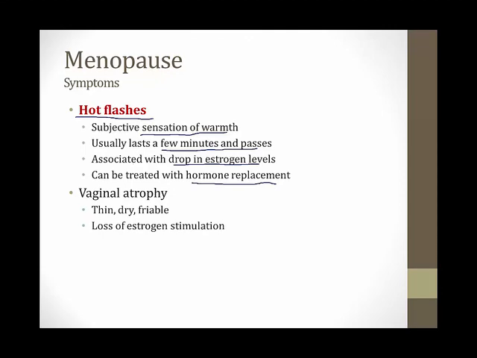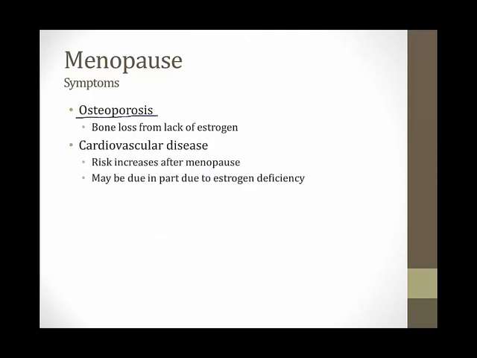Another symptom of menopause is vaginal atrophy. The vagina can become thin, dry, and friable, and this is from loss of estrogen stimulation. Osteoporosis develops in women who are postmenopausal. This is bone loss from lack of estrogen. And then finally, there is an increased risk of cardiovascular disease, including heart attack and stroke. The risk rises after menopause. It's thought to be due in part to estrogen deficiency, although it's not completely understood why this occurs.